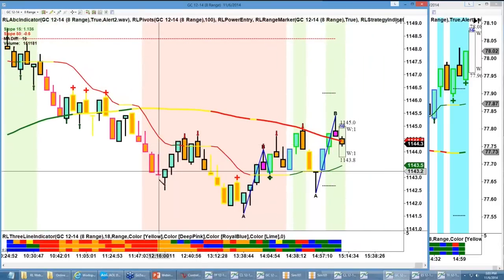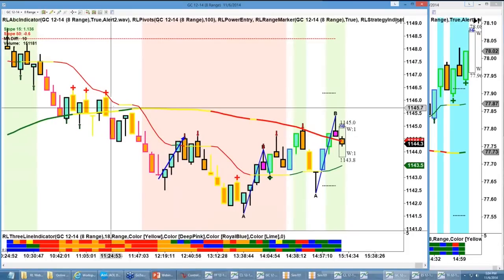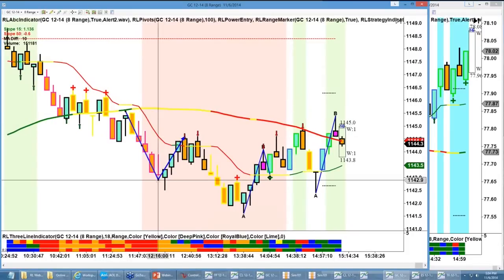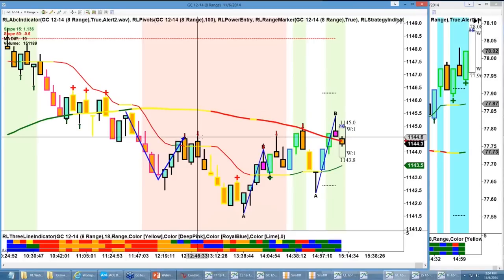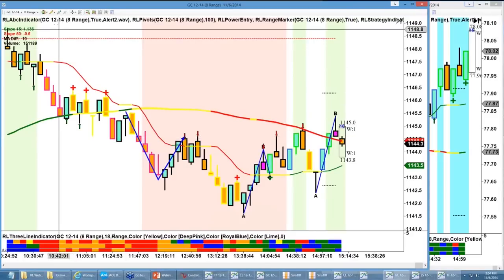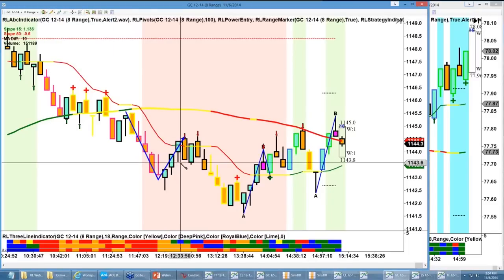But actually, here's a trade. Comes up, breaks to the downside, retraces. There's the power entry short. It comes really close to stopping you out. It just misses. And it might have top ticked you out. I can't really tell, but that's 17.